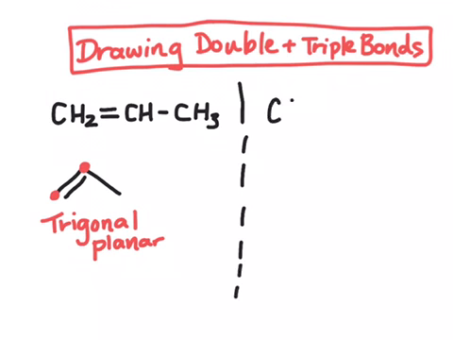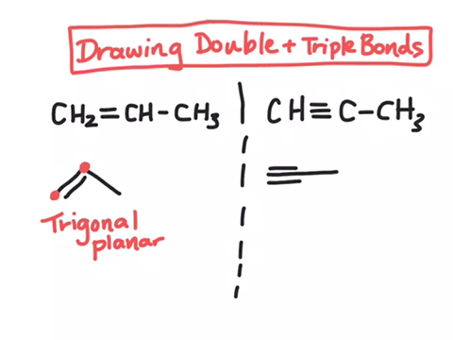If you have a triple bond, so CH, triple bond, CH3, we would represent this in our line diagram. And so our two carbons involved in the triple bond are highlighted in red here. You'll notice that the shape around this carbon is linear. And the reason for that is there's two electron domains. So double bond, you get trigonal planar. Triple bond, you get linear.